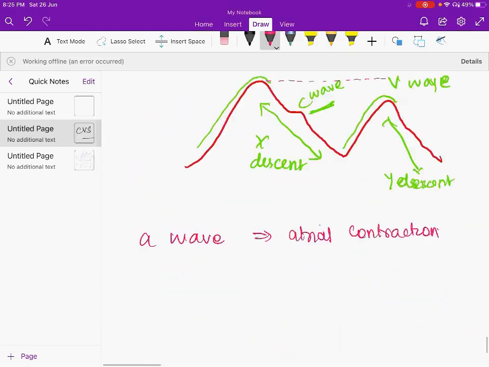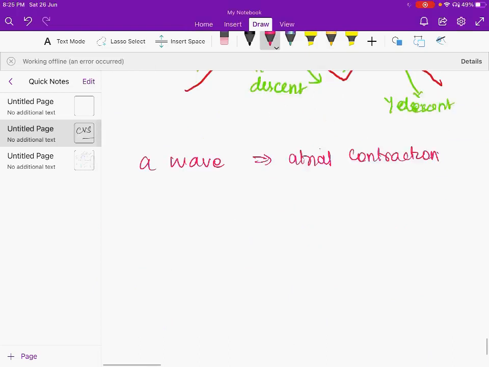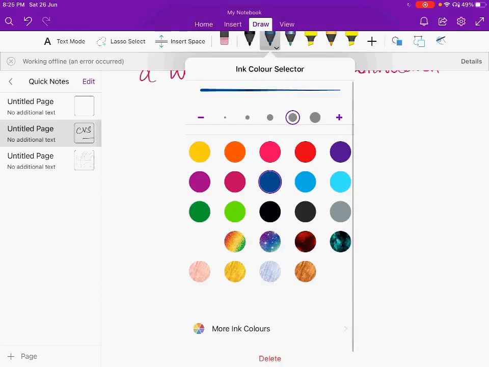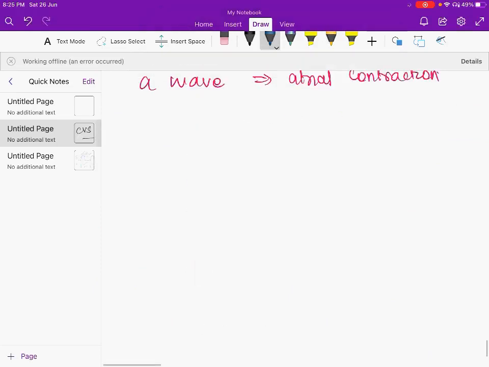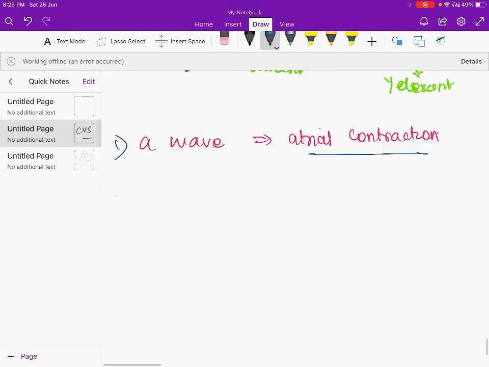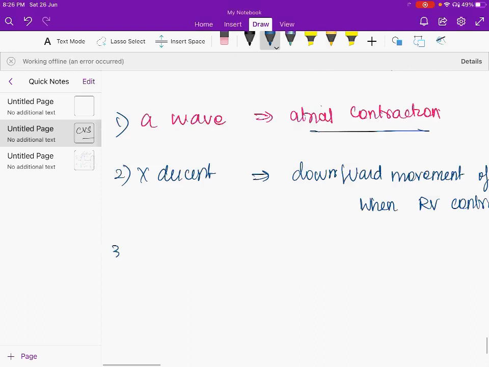So let me write it here. A wave is produced by your atrial contraction, and your X descent is produced by, write along with me, downward movement of the floor of the right atrium when your right ventricle contracts. This will increase the area of your right atrium, which will cause reduced pressure, and the X descent happens. Okay.